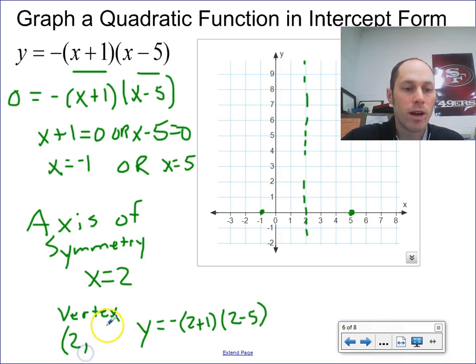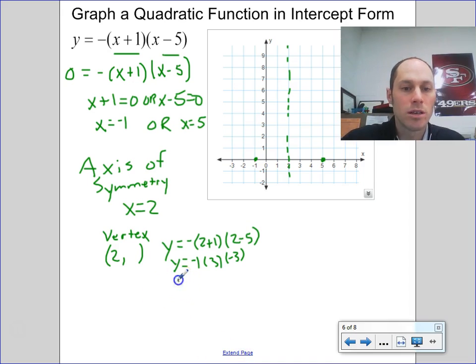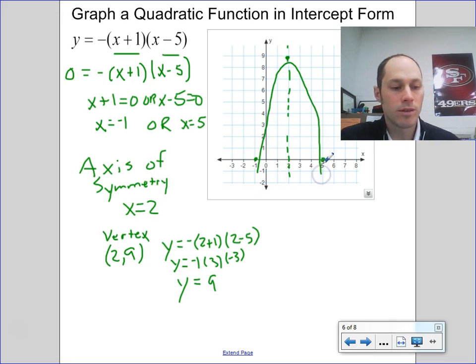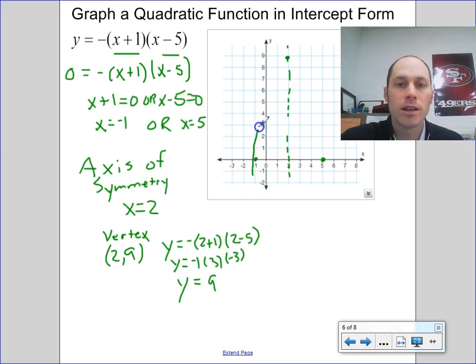So what do I get for my y value? Y will equal negative 1 times 3 times negative 3, which will be, what, positive 9? So 2, 9. Plot that point on my graph, and there we go. Boy, that was terrible. Let's try that again.